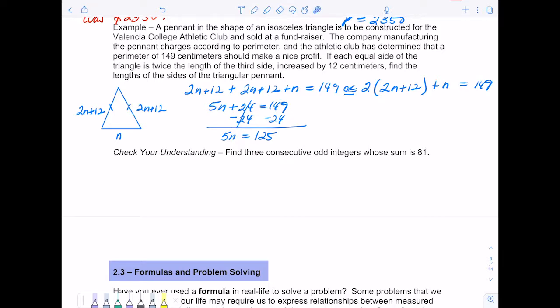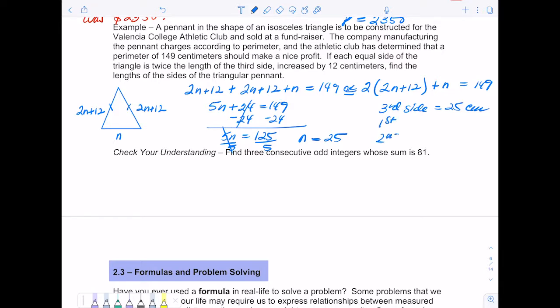And then in the last step, I need to get rid of that 5. I'm multiplying, so I'm going to do the inverse. I'm going to divide both sides by 5. Because 5 divided by 5 is 1, you're left with 1n. So you would get n equals 125 divided by 5, so that's 25. Now, what did the question ask for? It says find the lengths of the sides of the triangular pennant. I already found one of the sides, it's n. That was the third side, right? The third side is n, and n is 25. So I know it's 25 centimeters.